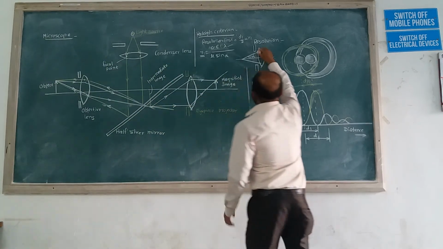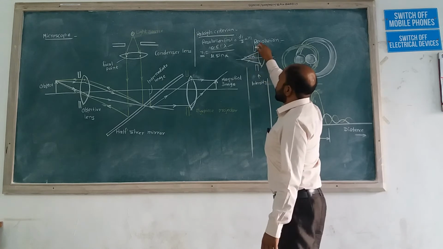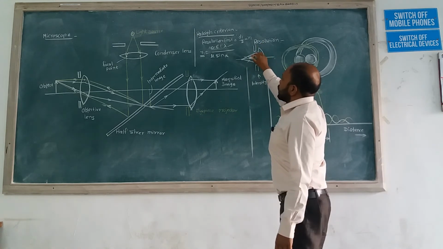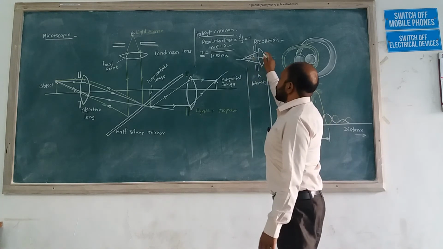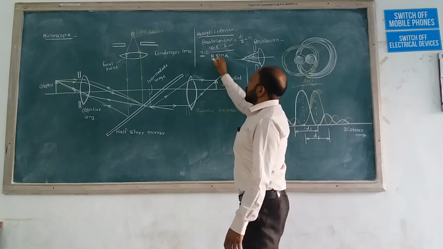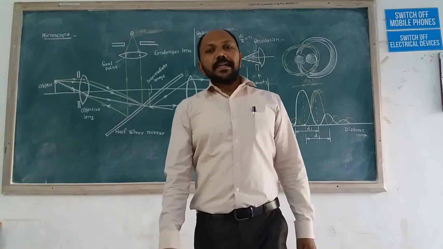Okay, so if we consider this is the lens, this is the light which passes through this aperture. Then alpha is the semi aperture angle. Alpha is called the semi aperture angle. Okay, and this mu depends on the material of that magnifying glass.